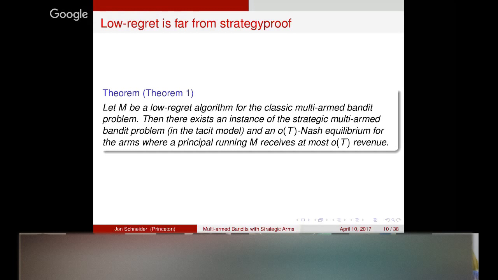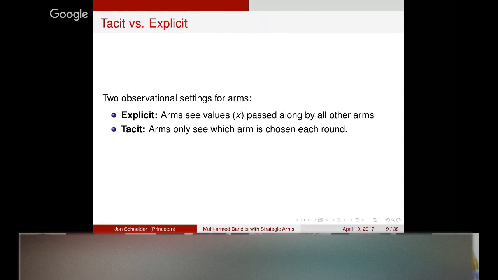So basically, in the explicit model, we'll talk about both, but I think the interesting model will turn out to be the tacit model. Is this a game or the game? Yeah, it's a repeated game, so just view it as a Nash equilibrium of the repeated game, like of the entire T rounds.